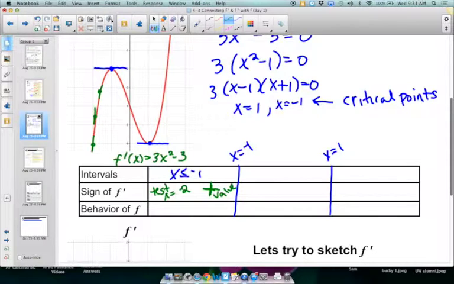And what do positive derivatives tell us? An increasing function. So that function is going to follow the direction of the slope. I have an upward slope, so I must have an upward function. What's happening between negative 1 and 1?